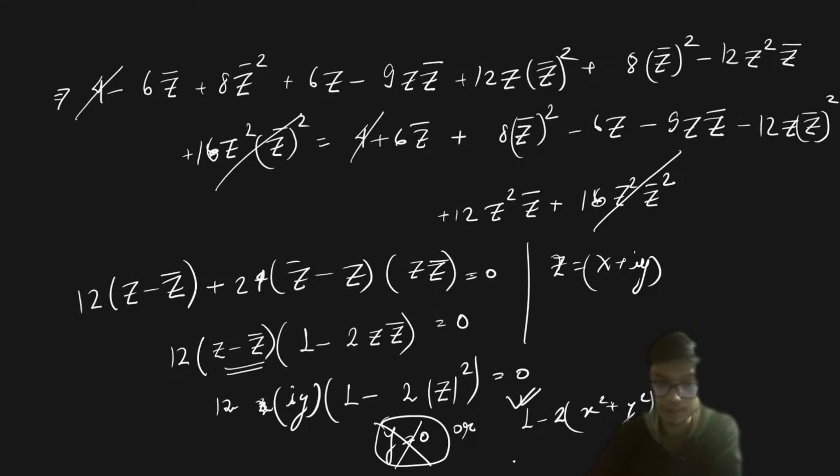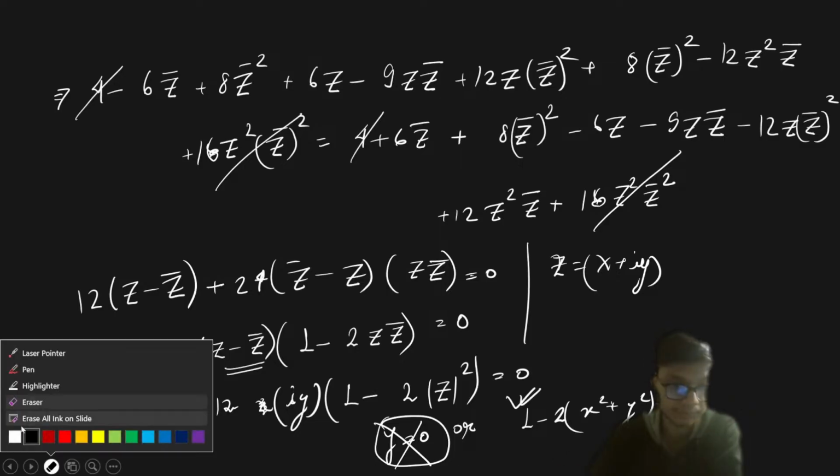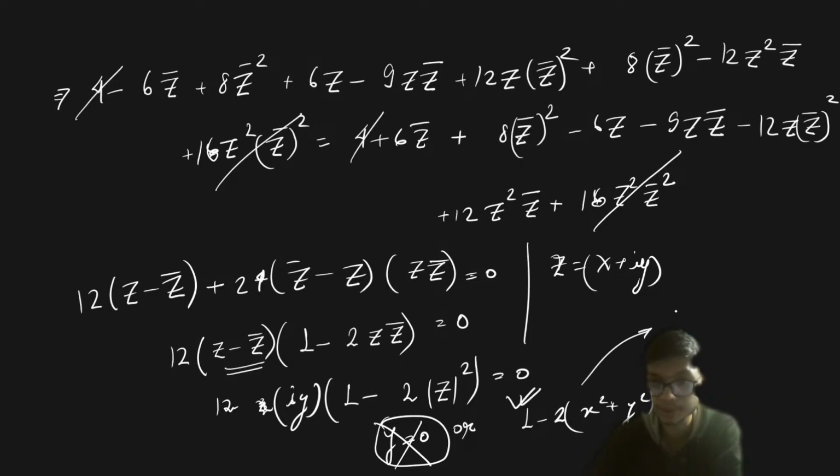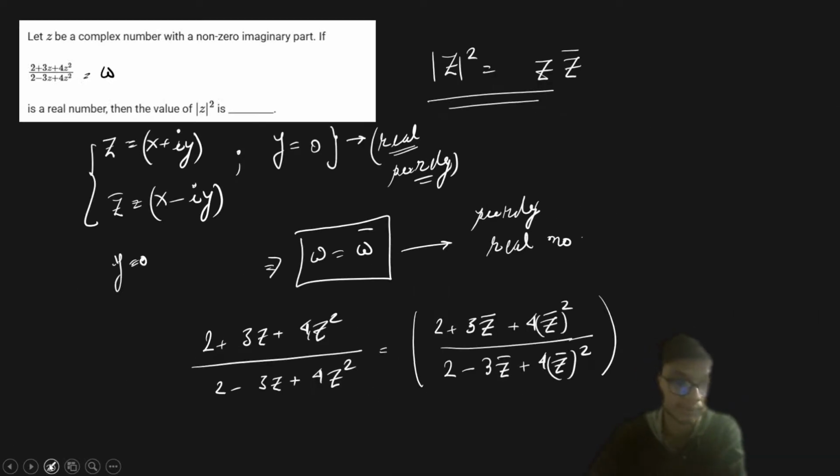So therefore we will have |z|² equal to 1 upon 2, that is 0.5. So in the question it is asked about |z|², so that is going to be simply 0.5. That's the correct answer. Okay, so 0.5 is going to be the correct answer over here.